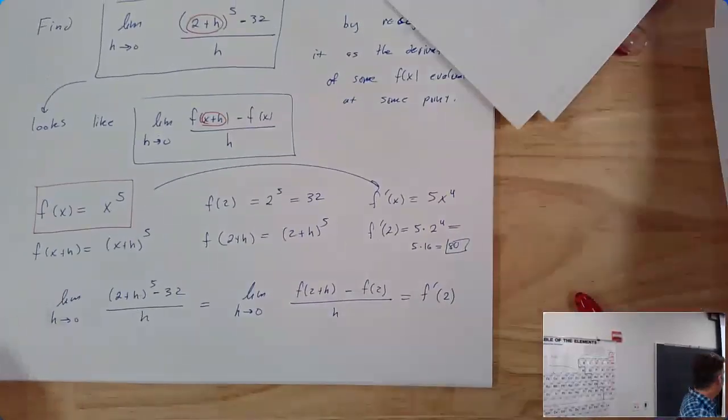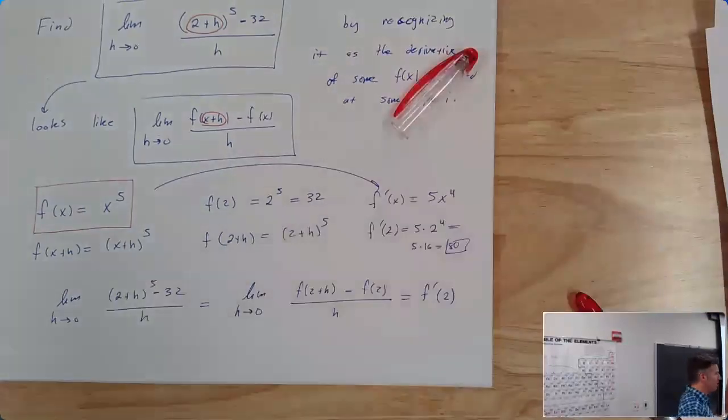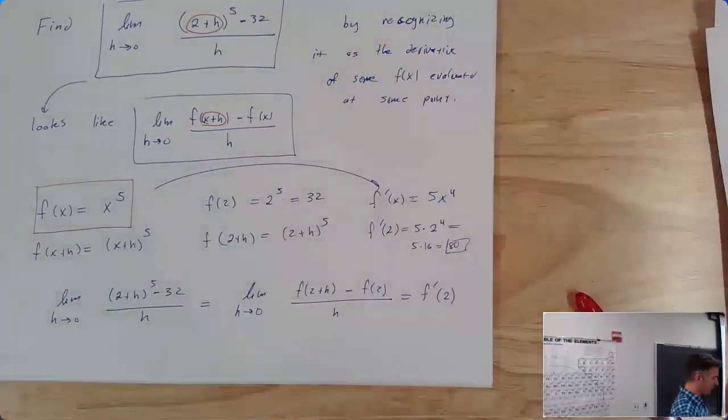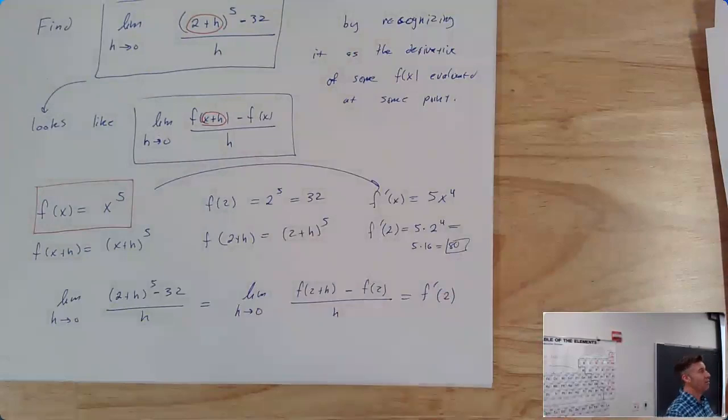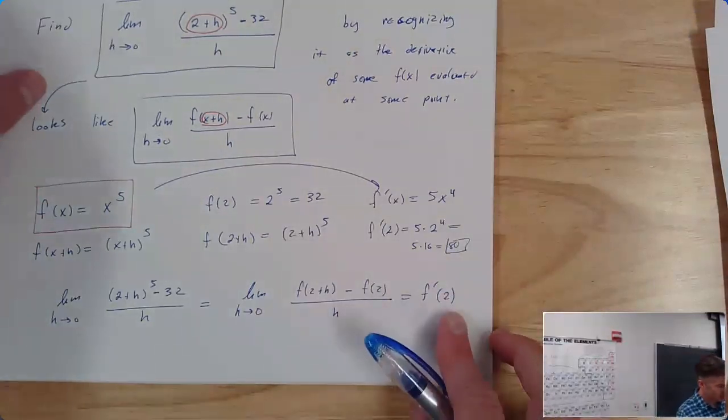That is certainly the intent of a problem like this. It's not to multiply out 2 plus h to the 5th. You totally could, right? You are all certainly capable of multiplying out 2 plus h to the 5th. It's just time consuming. We don't want to. Now, I will admit, I took my time doing this one, but it is a faster way to see what's actually happening here, especially if the power is something much larger than the 5th power.